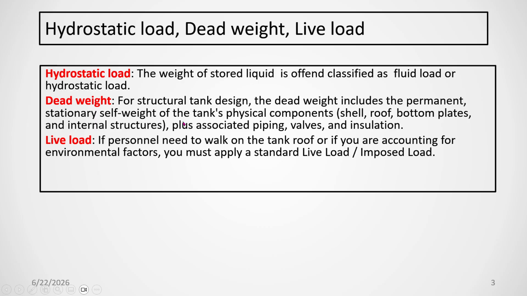Dead weight, for the manufacturing and design of the tank, includes the permanent stationary self weight of the tank. Tank weight means its shell weight and physical components like the shell, roof, bottom plates, and internal structure, plus associated piping, inlet pipe, outlet pipe, and drain pipes. There are so many pipes, valves, safety valves, and isolation valves. Some tanks also have insulation to maintain their temperature. All these components are included in the dead weight.